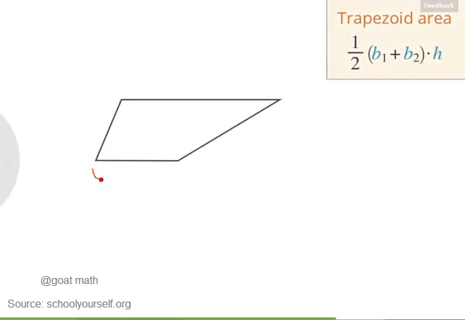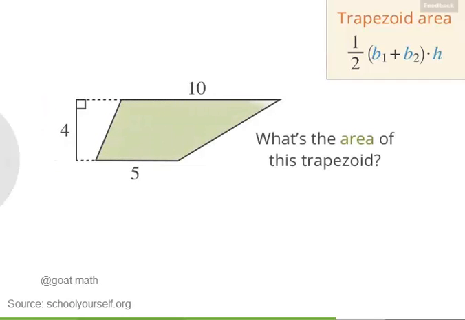Here's a trapezoid, and let's say this side has length 5, and this parallel side has length 10. And let's also say that the vertical distance between these sides is 4. What's the area of this trapezoid?